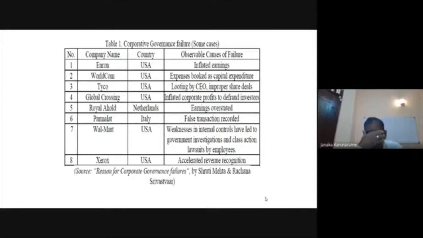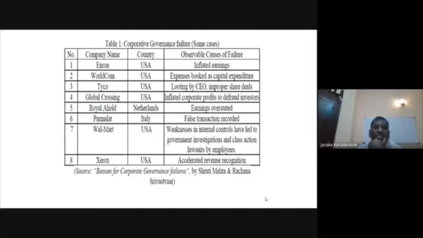Okay, so let's look at some corporate governance related failures. I have just extracted from a particular article written by these parties. They have highlighted 8 cases, not just banks, but also certain corporates. What is the cause of failure? The governance failure. Enron, it's a US company. I think I discussed it a little bit in detail earlier. So the observable cause of failure is inflated earnings, manipulations, a governance issue. The internal audit has failed, so no one has looked into these things.